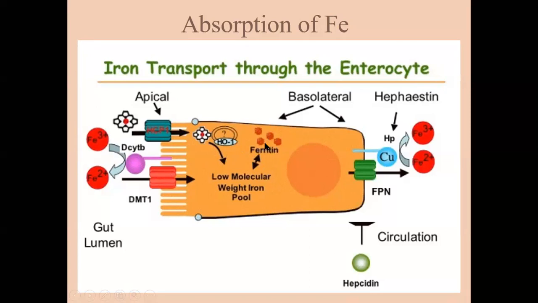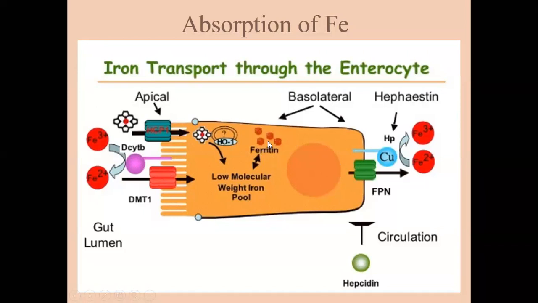In case it is not entering the blood, what happens to these luminal cells? Respiratory tract, GI tract, urinary tract, all the lining epithelium, what will happen? Shedding of the epithelial cells. Very good. So when the cell is shed, this ferritin is also lost.